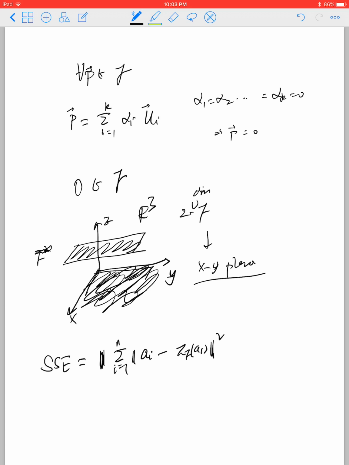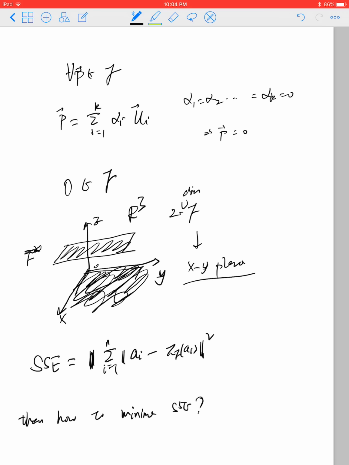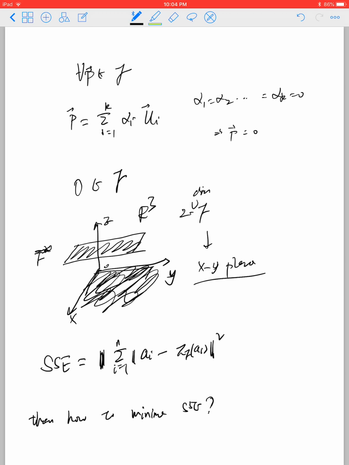That means we actually extend the range of subspaces. Previously, all the subspaces we talked about must include the origin zero, right? But now, if we relax this constraint, so that we allow the subspace that you project your data points onto to exclude zero, then how can we minimize SSE? Okay.